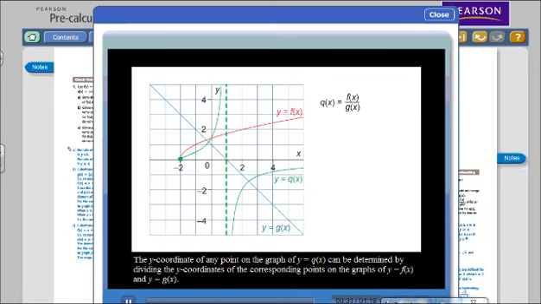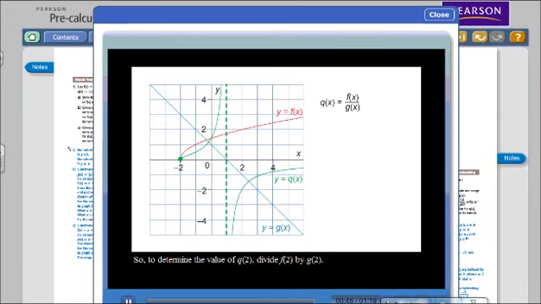The y-coordinate of any point on the graph of y equals q(x) can be determined by dividing the y-coordinates of the corresponding points on the graphs of y equals f(x) and y equals g(x). So, to determine the value of q(2), divide f(2) by g(2). f(2) is 2. g(2) is negative 1. So q(2) equals 2 divided by negative 1, which equals negative 2.